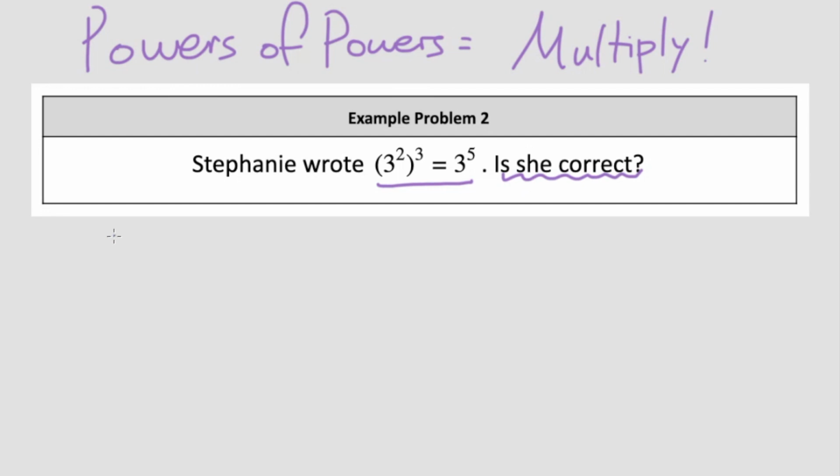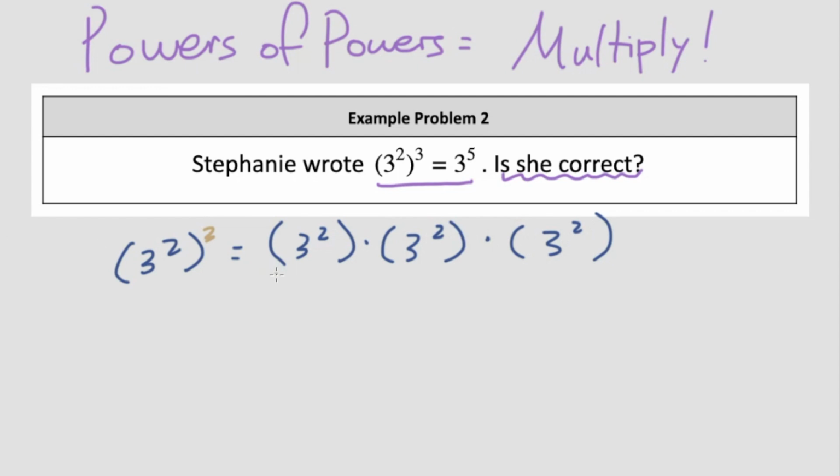What does 3 to the power of 2 to the power of 3 mean? Well, that means that's 3 to the power of 2 multiplied by itself 3 times. So I'm going to write that down right there. 3 to the power of 2 to the power of 3 is equal to 3 to the power of 2 times 3 to the power of 2 times 3 to the power of 2, a total of 3 times.